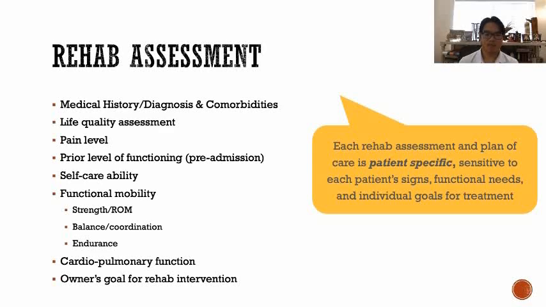So for each patient, rehab assessment and plan of care is patient specific. This is what we always emphasize when it comes to rehab. We need to assess the patient individually and also plan the treatment individually as well. It has to be sensitive to each patient's signs, functional needs, and also individual goals for treatment.